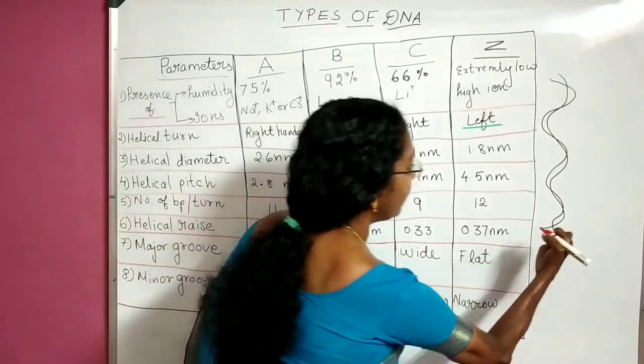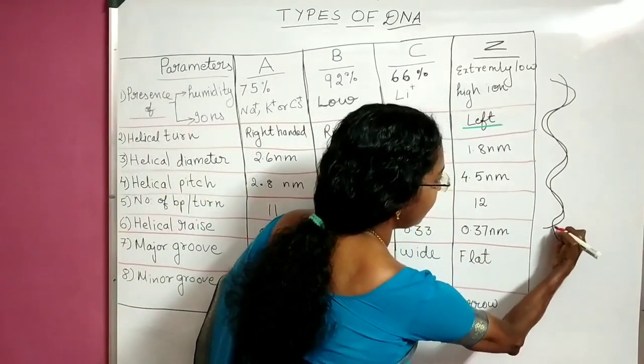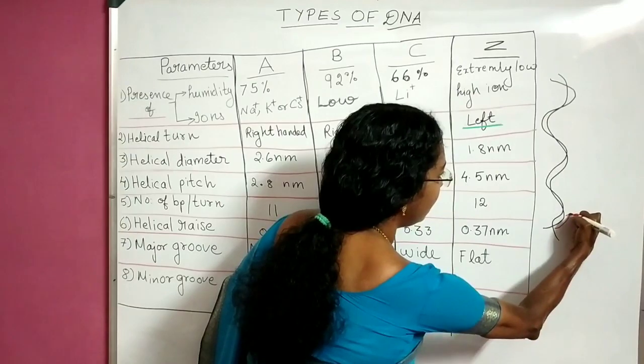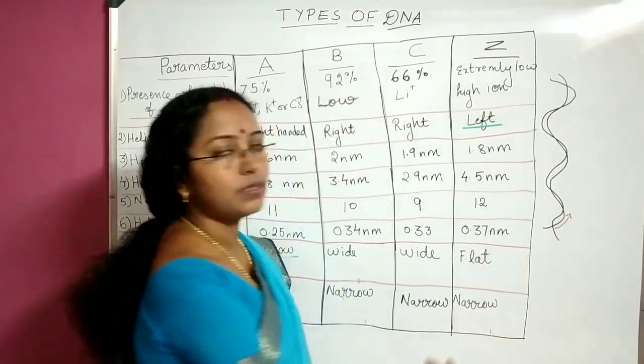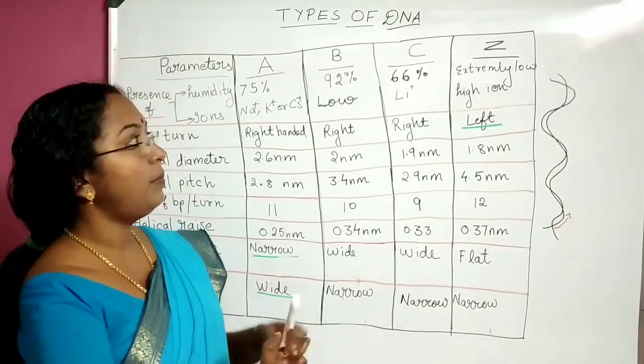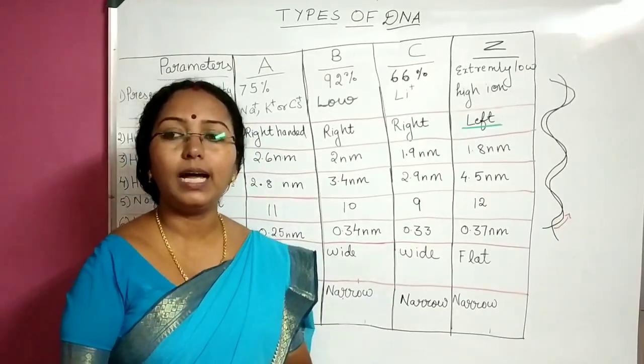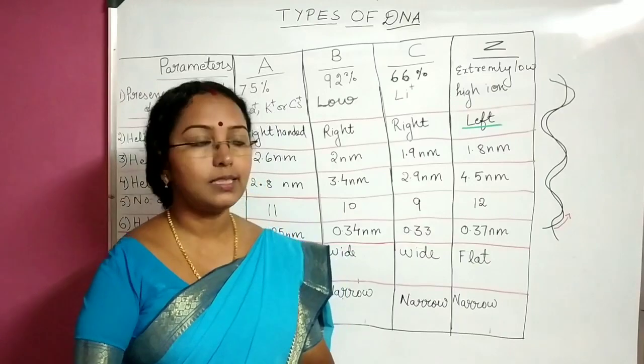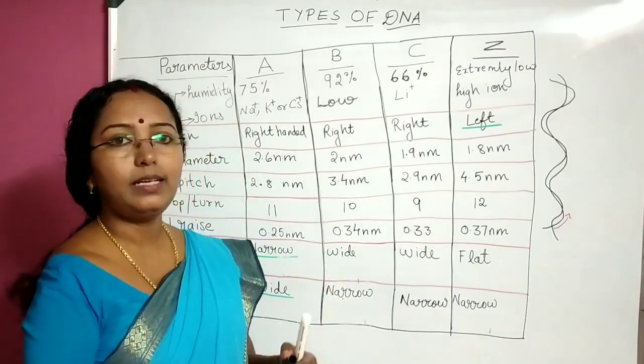That means from here, this is my right side, so it is moving towards the right side. Like this the movement is. So that is the right-handed helix. Now I told you A, B and C DNA forms have a right-handed helix. But then what is the left-handed helix?